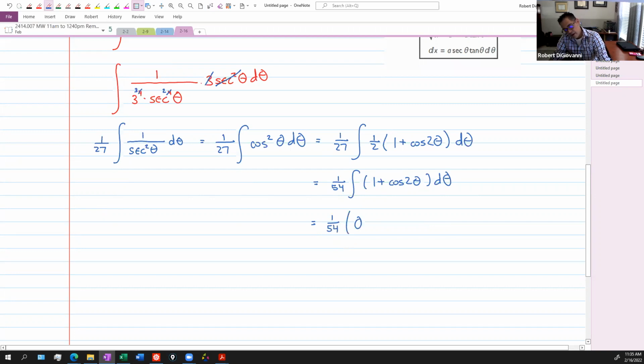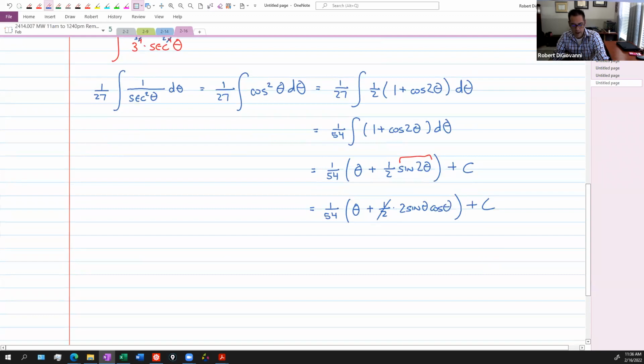Okay, antiderivative. So theta and then plus 1/2 of sine 2 theta plus a constant. Antiderivative of 1 is theta. Antiderivative cosine 2 theta is 1/2 of sine 2 theta. Right away, I know there's a problem here with this sine 2 theta. So I'm going to go ahead and use the Pythagorean identity, or not the Pythagorean identity, the double angle identity right away. And when I do that, I get 1/2 and then 2 sine theta cosine theta plus c. The 1/2 and the 2 will cancel.